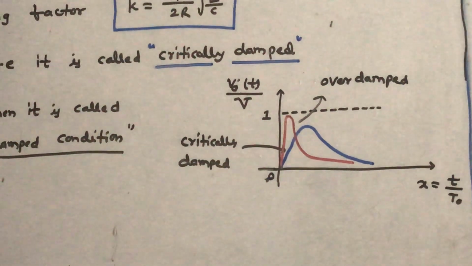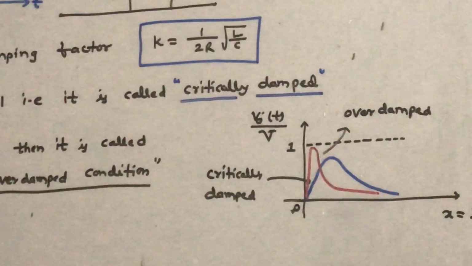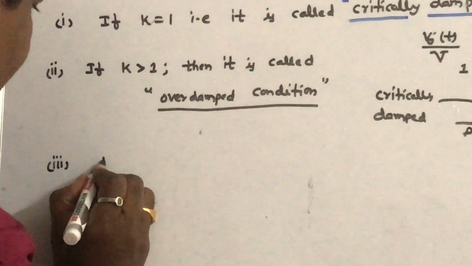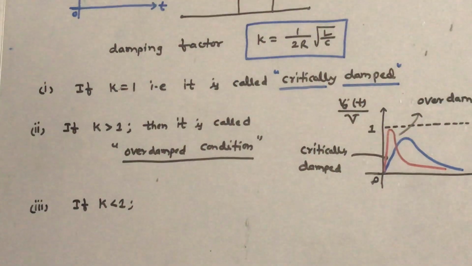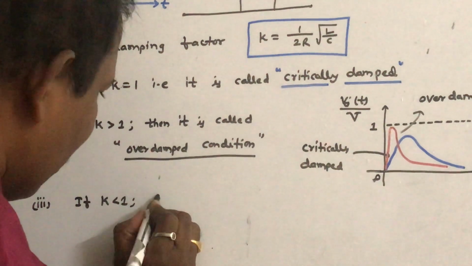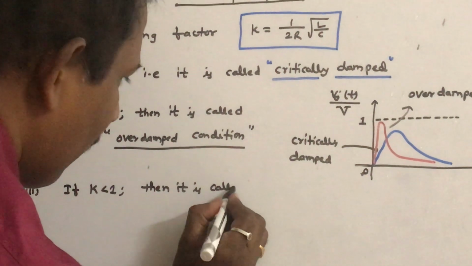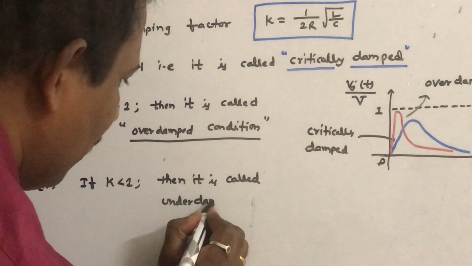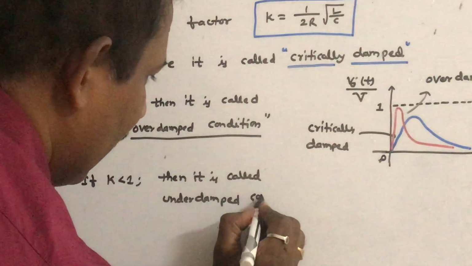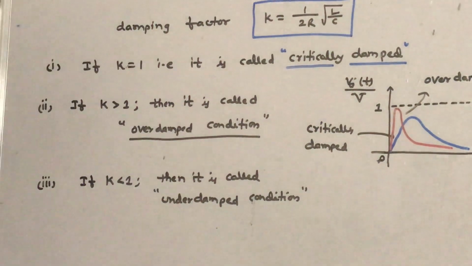Let us see a very important case, which we will define from this ringing circuit. If K is less than 1, what is the other condition? If you take R, L and C in this formula such that K is less than 1, then it is called the under-damped condition. Very, very important.